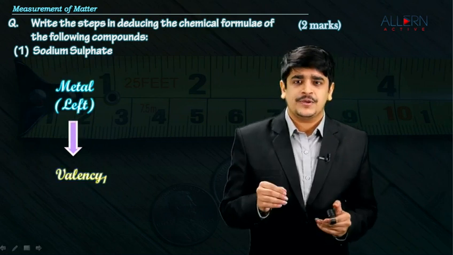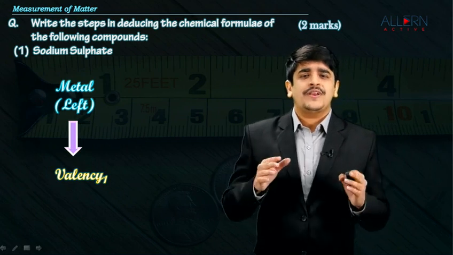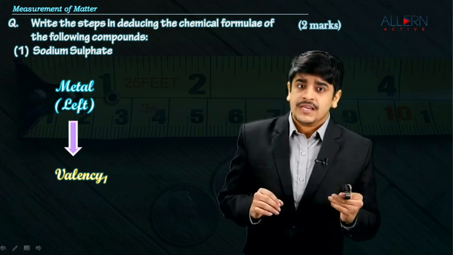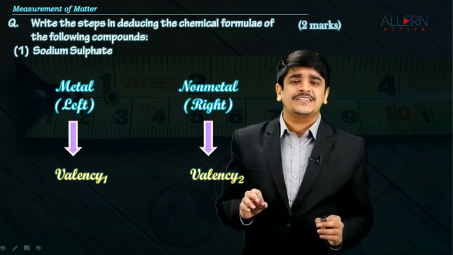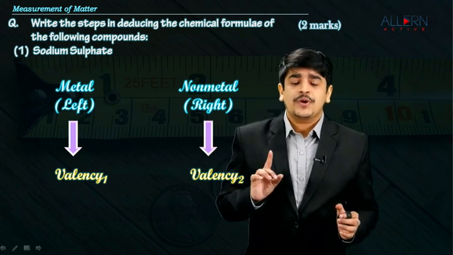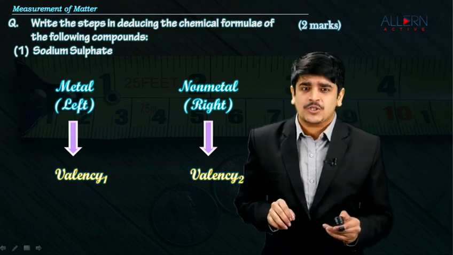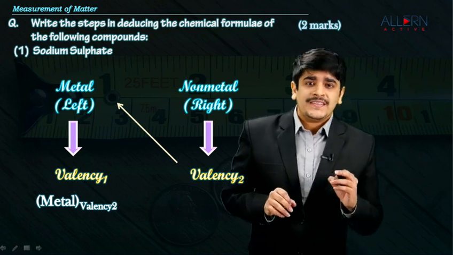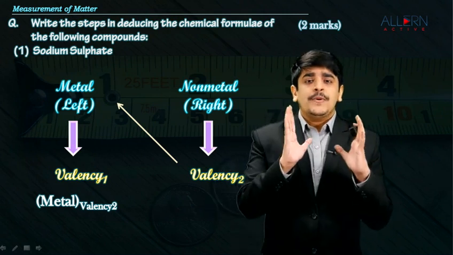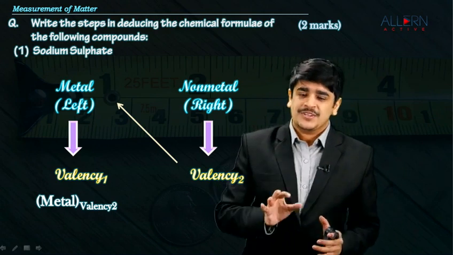Think about this carefully. I will have my metal always to the left and it will have a valency of 1. In a similar manner, I will have my non-metal to the right and let its valency be represented as valency 2. Now, because it is the crisscross method, the cross multiplication method, what is going to happen? The valencies are going to get exchanged. The number which was there with the non-metal is now valid for the metal and it comes into the downward direction.